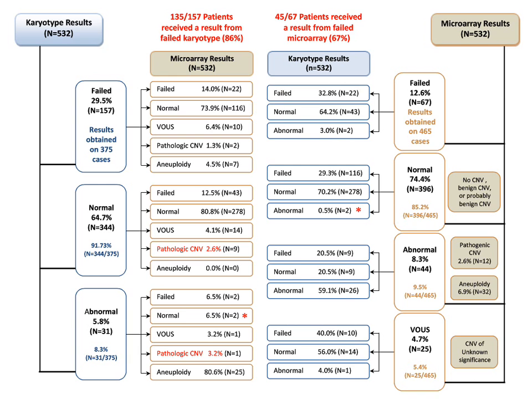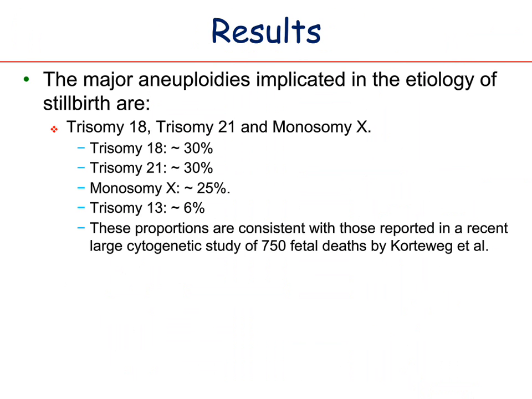So overall, the major aneuploidies were implicated in the etiology of stillbirth, and these are the cast of characters that we've seen before: trisomy 18, trisomy 21, and monosomy X. Trisomy 18 was seen in about 30%, trisomy 21 in 30%, monosomy X in about 25%, and trisomy 13 in about 6%. And these proportions are consistent with those reported in larger cytogenetic studies, such as those by Korteweg et al.